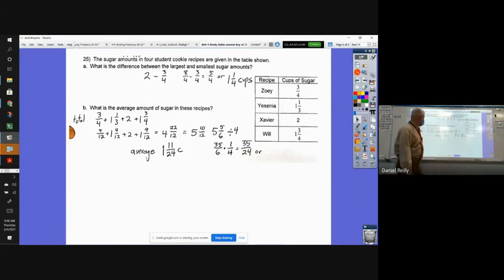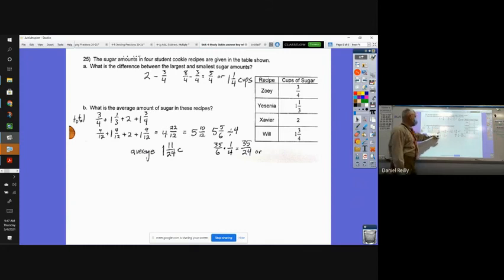Next question. What is the average amount of sugar in these 4 recipes? To find the average of a number, also known as, what is the fancy math word for average? Mean. Who said that? Kylie? The mean. Okay, finding the mean of a set of numbers is the same as finding the average. And you do that by adding them all up and dividing by how many there are. So that requires me to add all these 4 mixed numbers together with a common denominator.